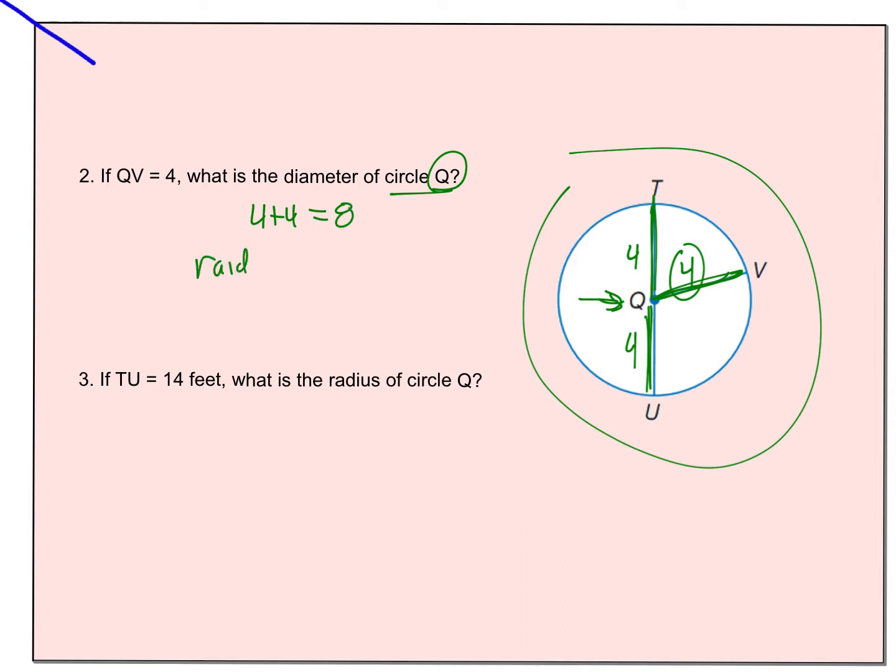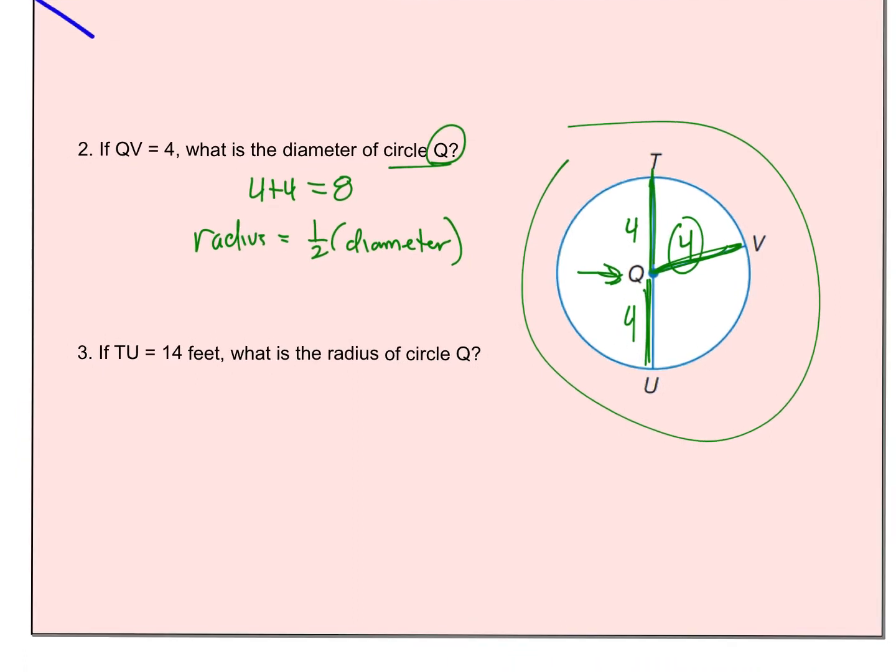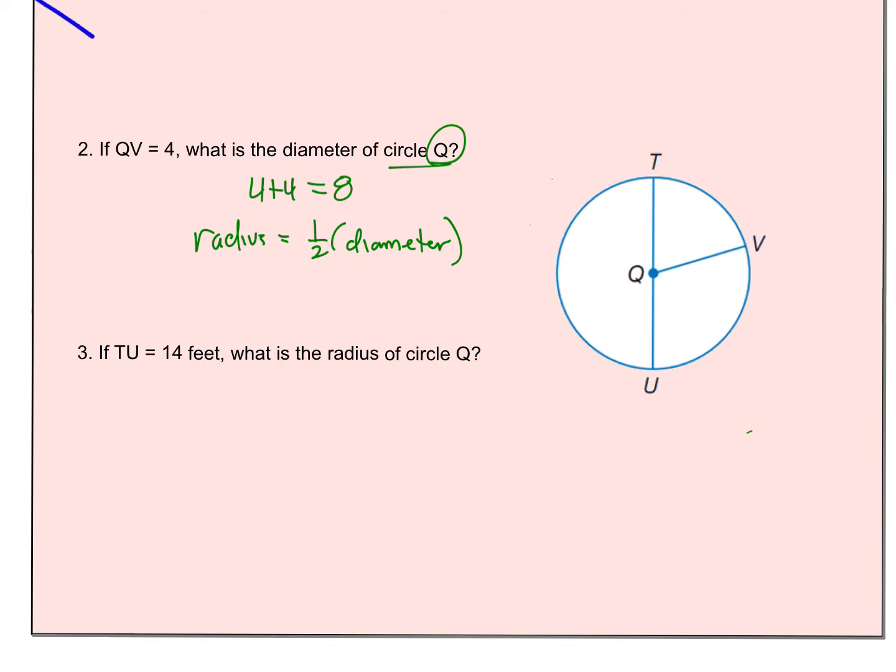A radius is always going to be half of the diameter. All right, so that's going to be the relationship there, okay? So if I take my diameter divided by 2, or take my radius times 2, that would get me my diameter. All right, so now if I jump down here to number 3, still dealing with the same circle.